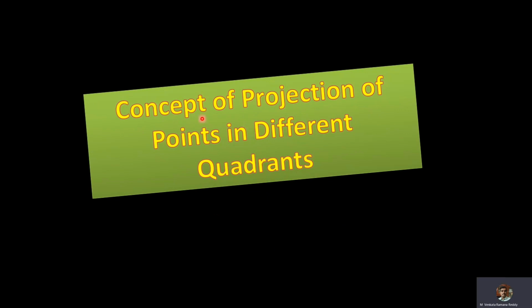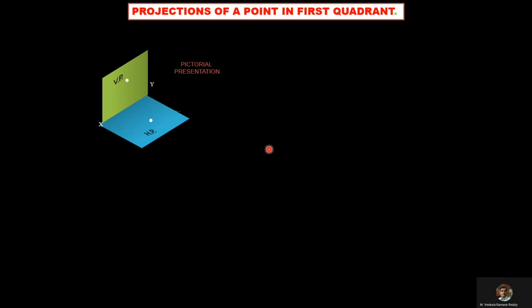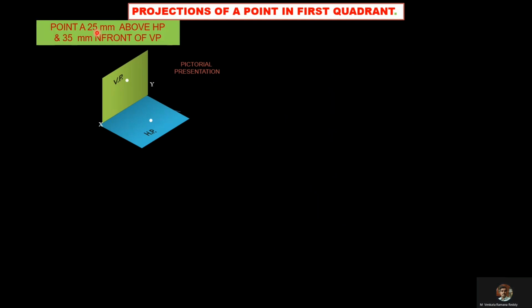That is the concept of projection of points in different quadrants. Say, first quadrant. Point A is 25 mm above HP, 35 mm in front of VP. That is, this is the point A. This point A is at a distance of 25 mm above HP, 35 mm in front of VP.